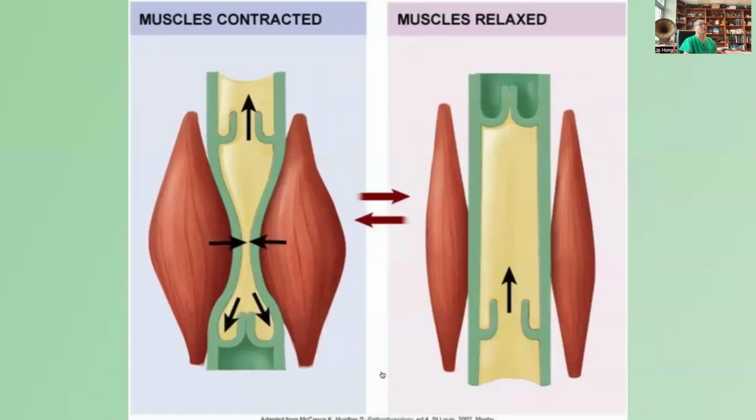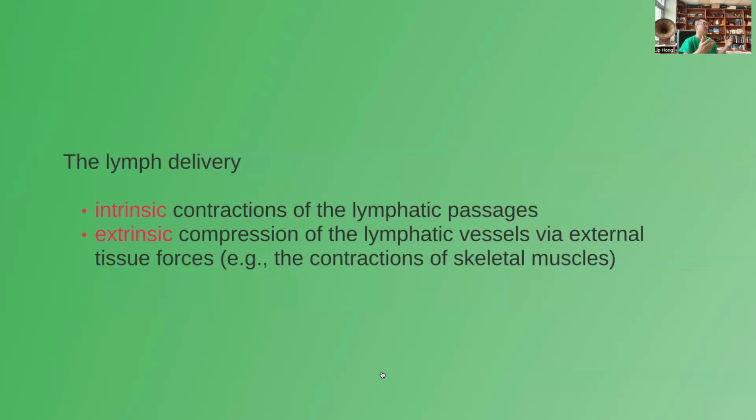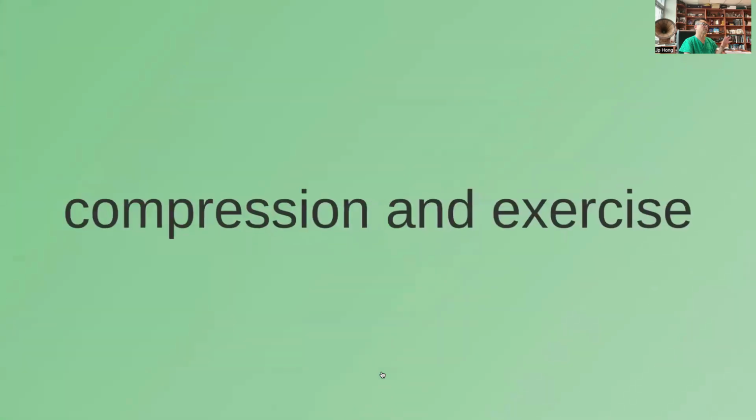Now, what is also important to know is that it not only has intrinsic perivascular smooth muscles to squeeze the lymphatics toward the heart, but also our muscles, when we exercise or when we contract our muscles, also push the lymphatic vessels and help to propel the fluid toward the heart as well. So the delivery of the lymphatic fluid is helped by intrinsic as well as extrinsic forces to ultimately deliver it to the heart.